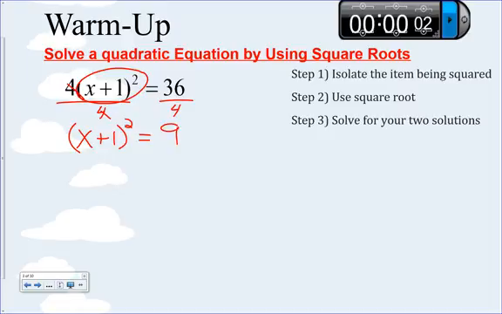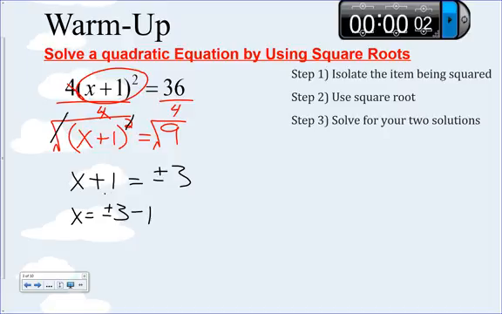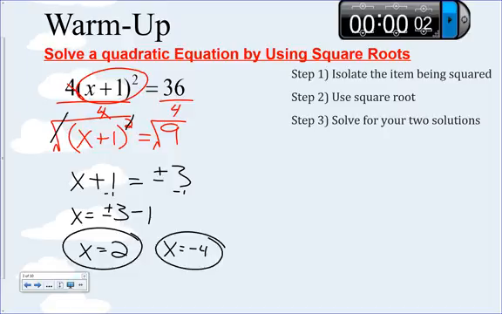So to get rid of the square now, I need to take the square root of both sides. Square and square root undo each other, and I just have x plus 1. Over here, the square root of 9 is plus or minus 3. So x plus 1 equals plus or minus 3, and I subtract 1 from both sides. So x could be 3 minus 1, or 2. Or it could be negative 3 minus 1, or negative 4. Okay, hopefully that's pretty simple.